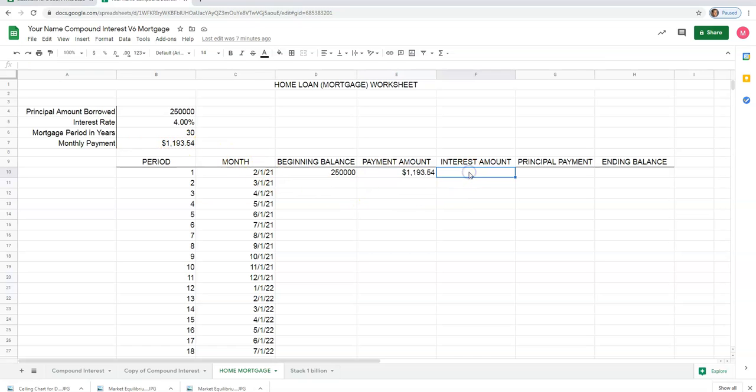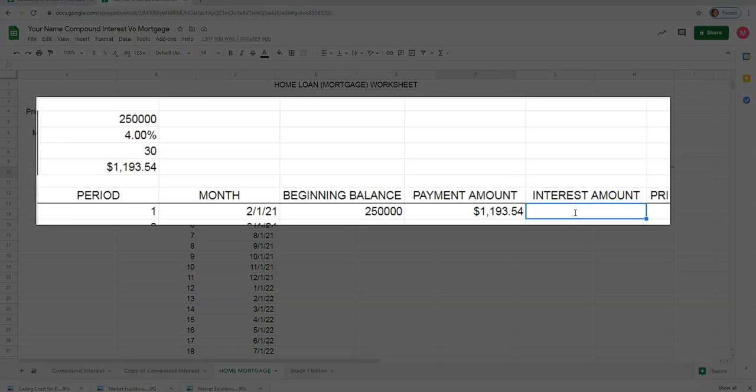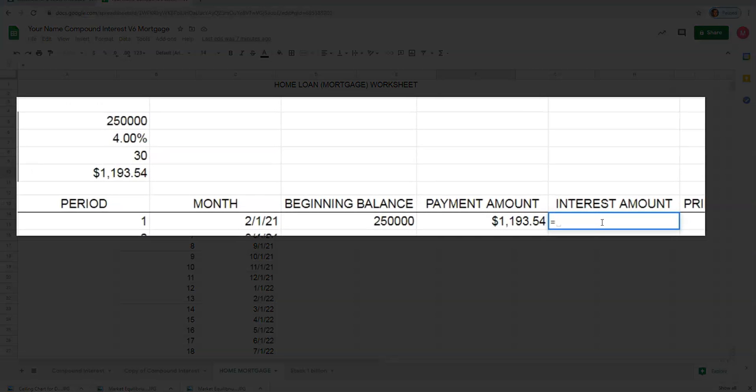And so now we need to calculate the interest amount. For this, we need to think back to the formula for simple interest. I equals PRT. We will be able to omit the T for time because we're going to make the adjustment within the interest rate. We'll just make the interest rate for 1 month. And here's how we'll do that. Equal sign. We want to click on the amount of money that is owed, $250,000.